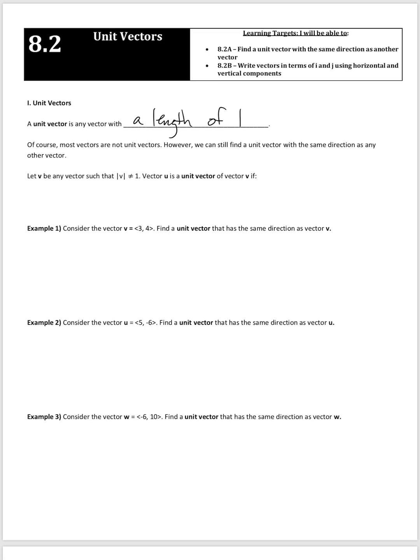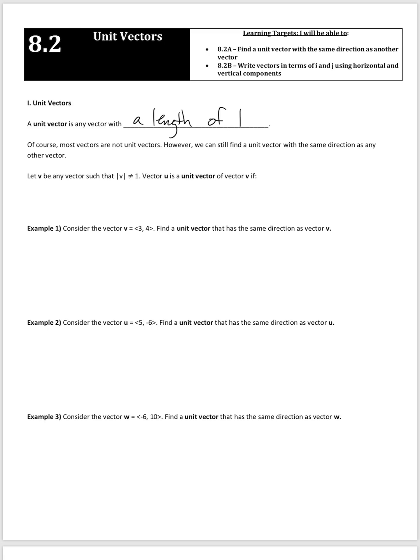So obviously most vectors aren't going to be unit vectors. Most vectors do not have a magnitude of just 1. But it's still helpful to us to talk about a unit vector of a different vector, so with the same direction as another vector, but with a magnitude of 1. So we're going to talk about how to find that.